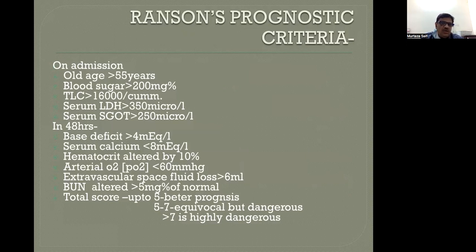Ranson's prognostic criteria on admission: patient's age more than 55 years, blood sugar more than 200 milligram percent, total leukocyte count more than 16,000 per cubic millimeter of blood, serum LDH more than 350 per liter, serum SGOT more than 250 per liter. In 48 hours: base deficit more than 4 milliequivalent per liter, serum calcium less than 8 milligram, hematocrit altered by 10%, PO2 less than 60 millimeter Hg, extravascular fluid loss more than 6 liters, blood urea nitrogen altered more than 5 milligram percent of normal. Total score up to 5, better prognosis; 5 to 7 equivocal, was dangerous; more than 7 is highly dangerous.